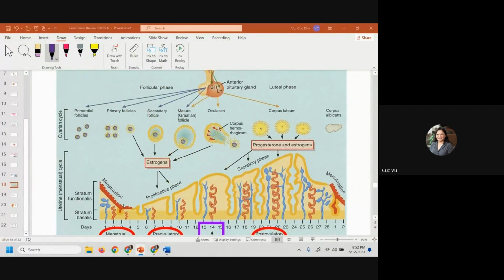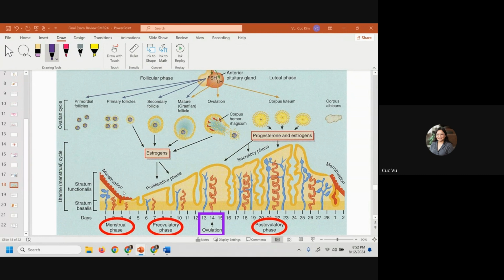Okay. And then we don't have time to go through the menstruation cycle, but this is what it would look like. You can see that the cycles go by day 1 through day 28. Just as there's a name for the ovarian cycle with the follicular phase and the luteal phase, there are also stages of the uterine cycle, which includes the menstrual phase, the preovulatory phase, ovulation, and the post-ovulatory phase.